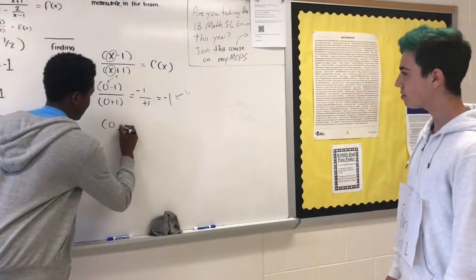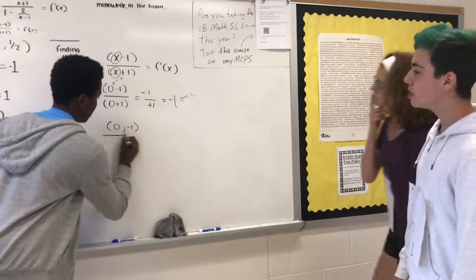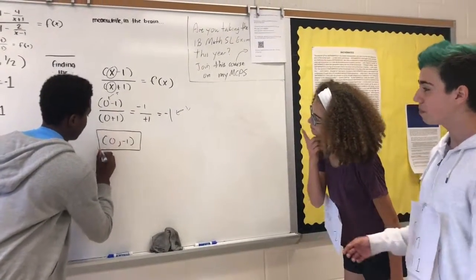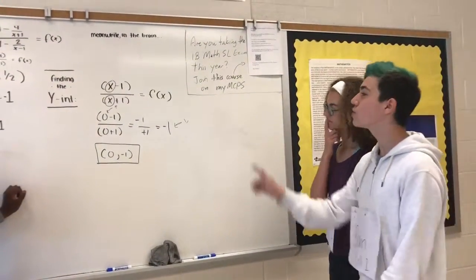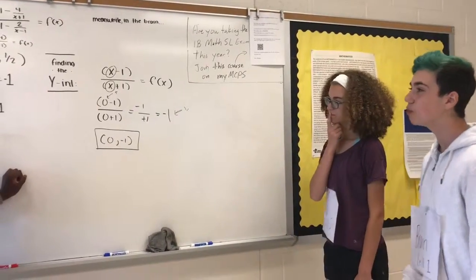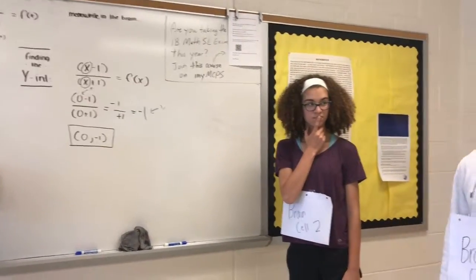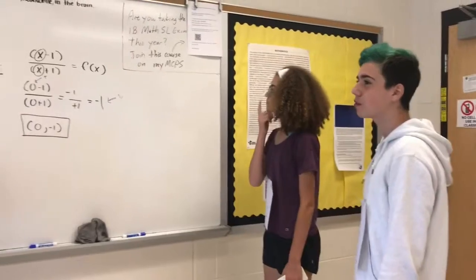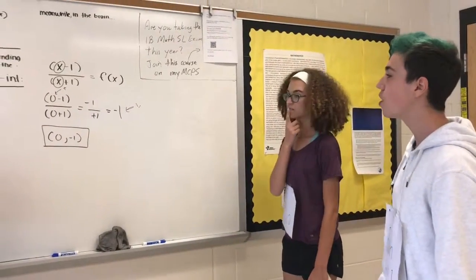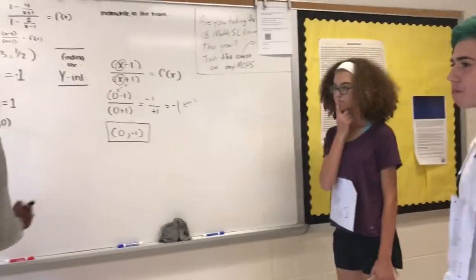And we know that it's only one because the vertical asymptote is x equals -1, meaning that only one of the graphs would be able to intersect with the y-axis and not two. And also it's a function.